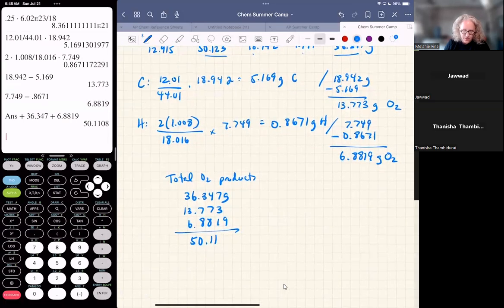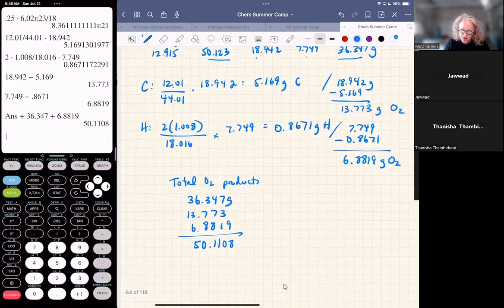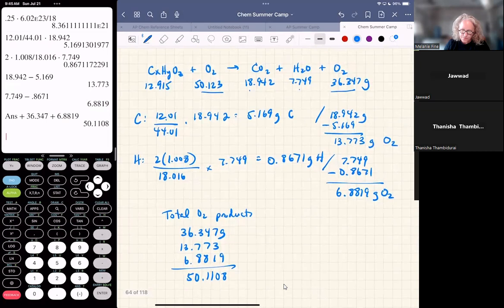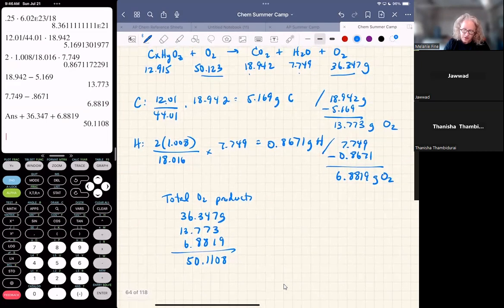Oh, maybe my numbers are off. So it's 50.123 went into it, and 50.1108 came out of it. I'm thinking it might be a rounding error, and that there's no oxygen in the initial compound, because it's so close to 50.123. I'm going to keep my numbers running and just see if that works out.